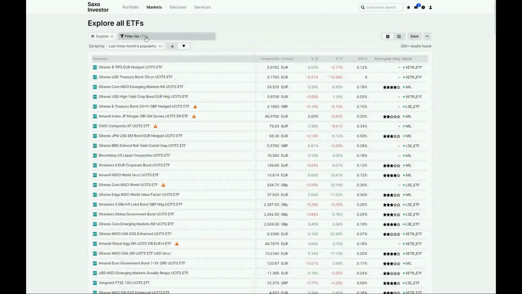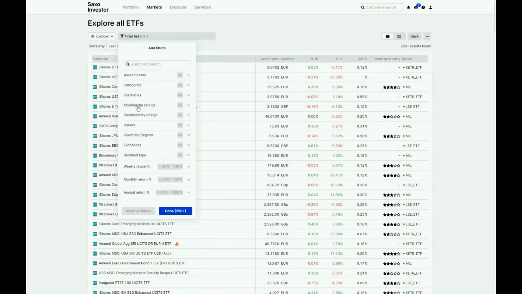let's go to the filter list here. If we click on that one, you might think, okay, I see there are some stars over here to the right side. Four stars definitely sounds better than two stars, even though I do not know what it is. But I can see that it says Morningstar rating. Morningstar is a large capital management company. They rate all ETFs.